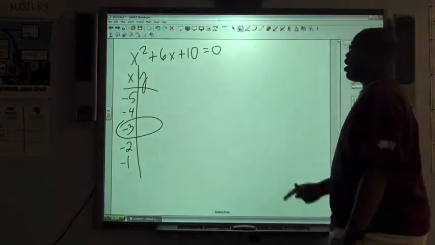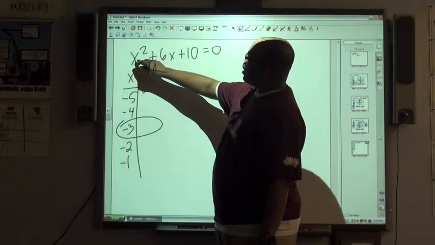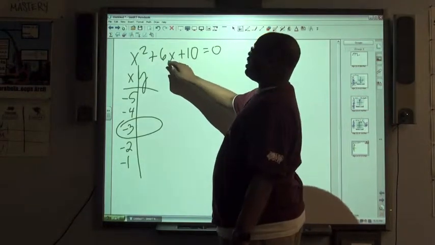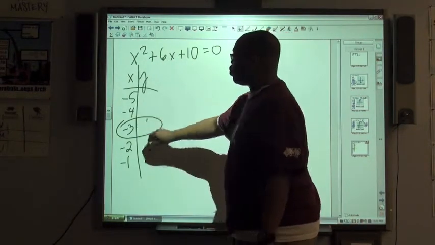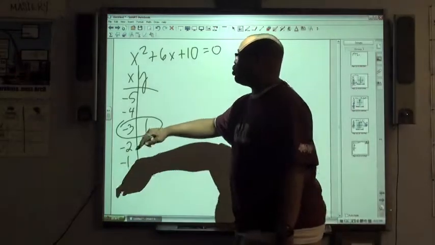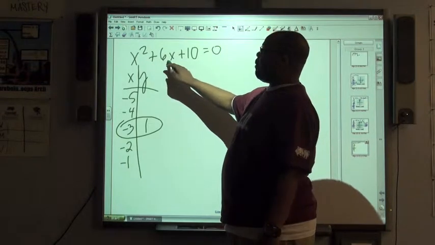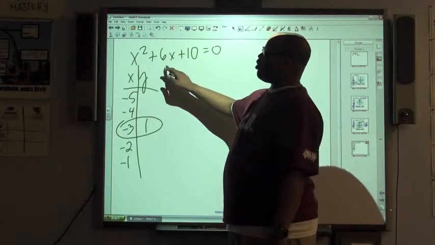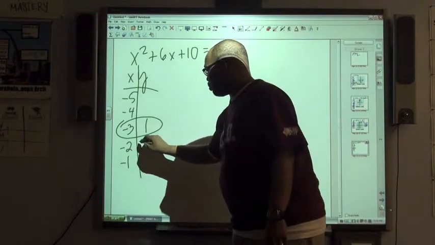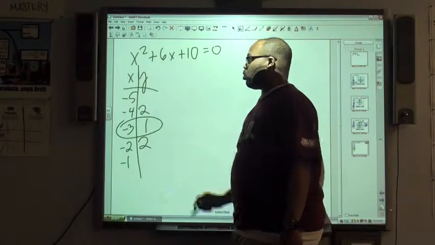I'm going to find the y values that correspond with those x's. So I'm going to plug in negative 3. That gives me 9. That gives me a negative 18. 9 minus 18 is a negative 9. Plus 10 is 1. Let's plug in -2. -2 squared is 4. That's going to be -12. 4 minus 12 is a -8. -8 plus 10 is 2. So that means the -4 also has a y value of 2.